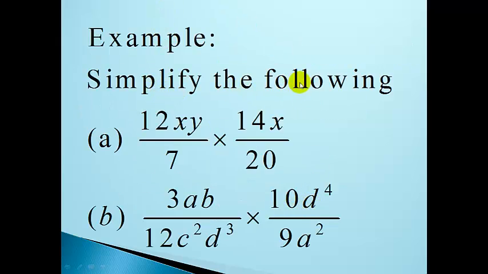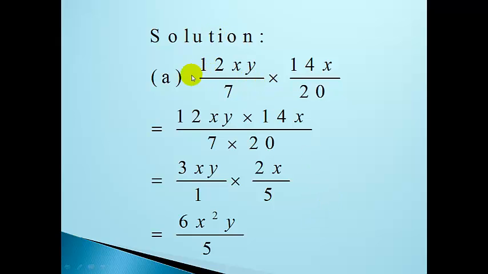Example: simplify the following: A, 12xy divided by 7 times 14x divided by 20. B, 3ab divided by 12c squared d cubed times 10d exponent 4 all divided by 9a squared. Now let's look at how best we can solve this problem.